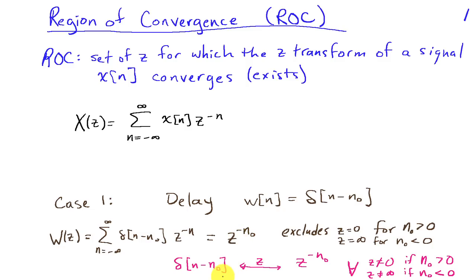So we have our first z-transform pair from this example. And it says that delta of n minus n naught has z-transform z to the minus n naught. And the region of convergence is all values of z such that z is not equal to zero when n naught is positive, or if n naught is negative, we have to exclude z equals infinity.